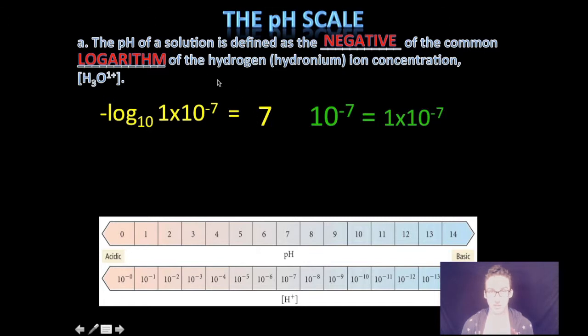Recognize that when we're talking pH, we're talking about the negative of the common log. So if we were just doing log base 10 of 1 times 10 to the negative 7, it would be negative 7.